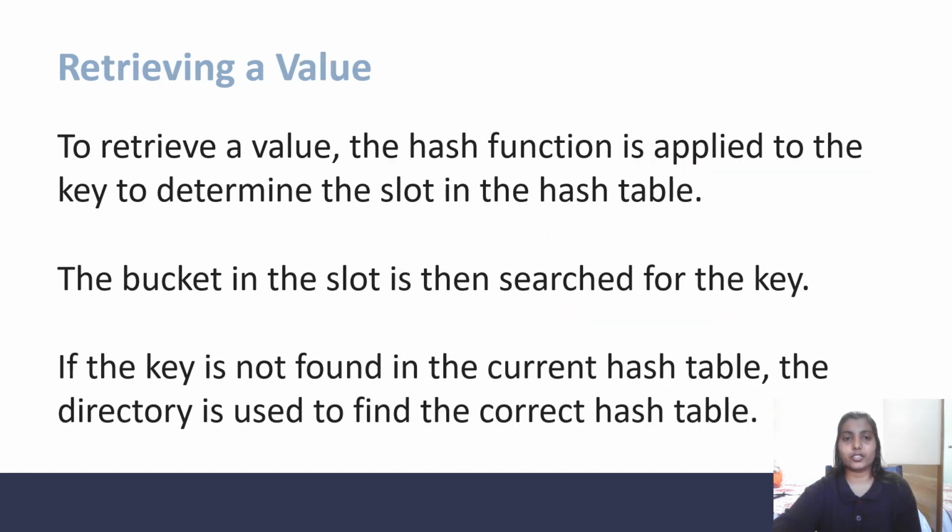Retrieving a value. To retrieve a value, the hash function is applied to the key to determine the slot in the hash table. The bucket in the slot is then searched for the key. If the key is not found in the current hash table, the directory is used to find the correct hash table.